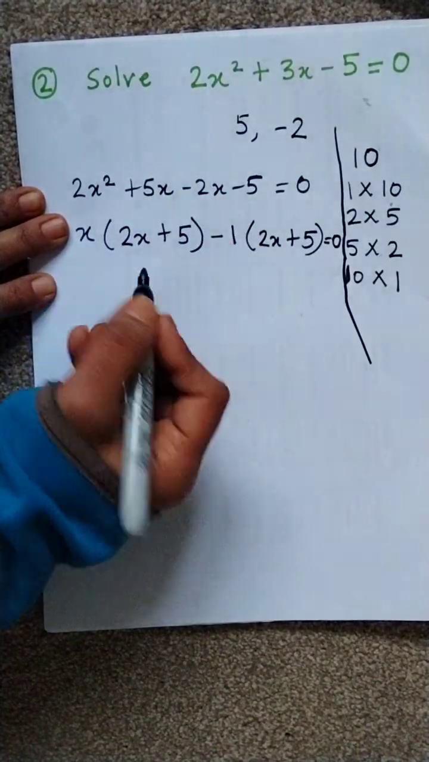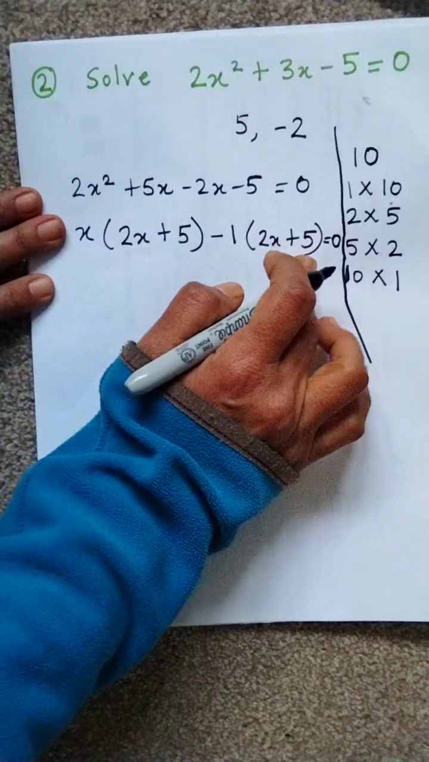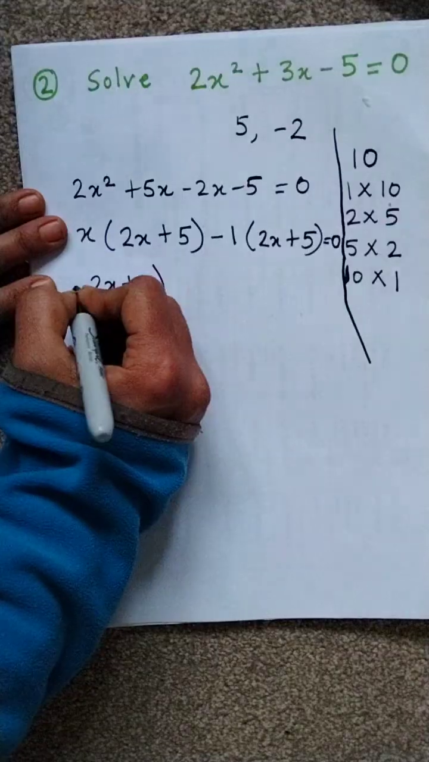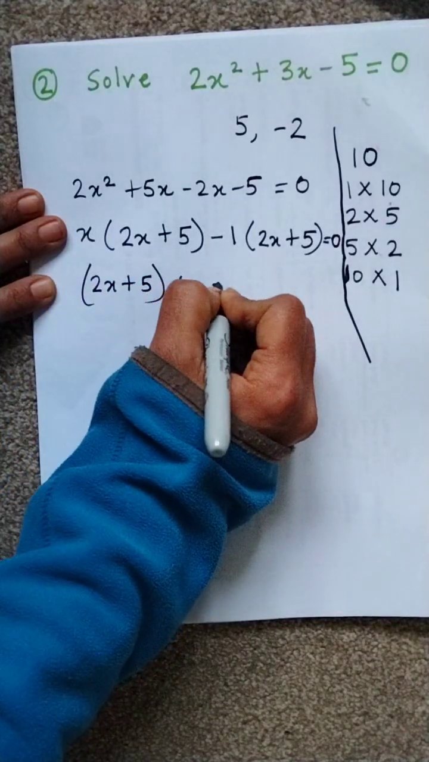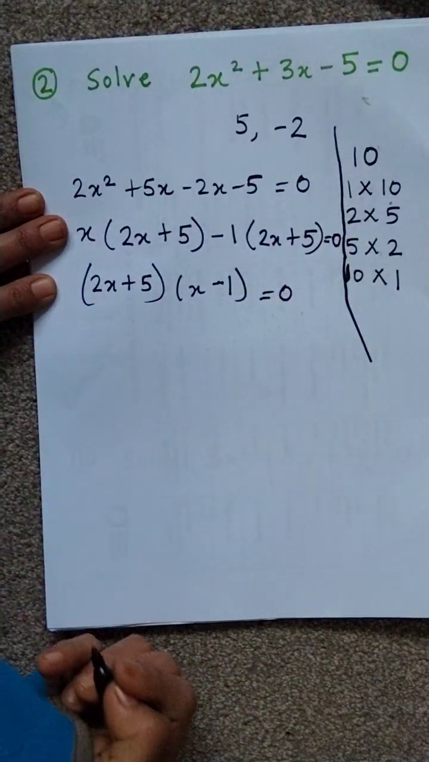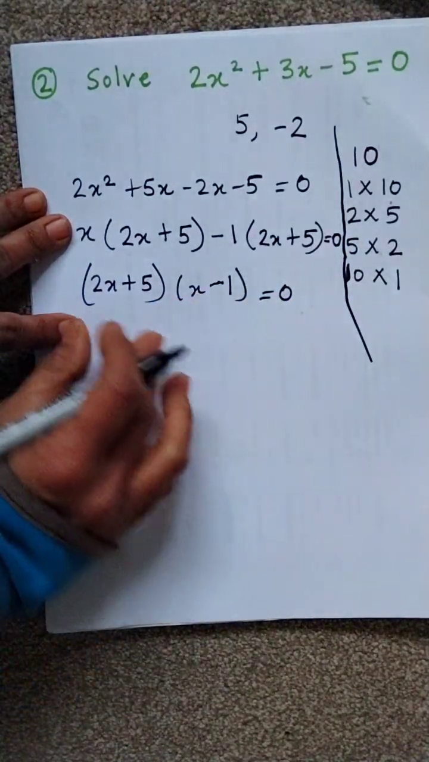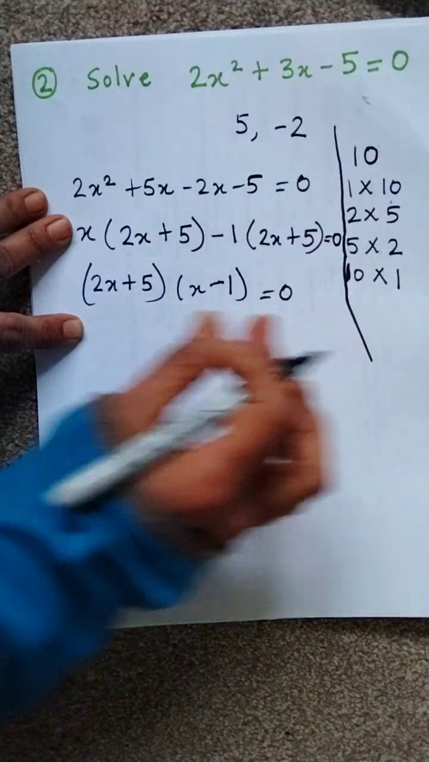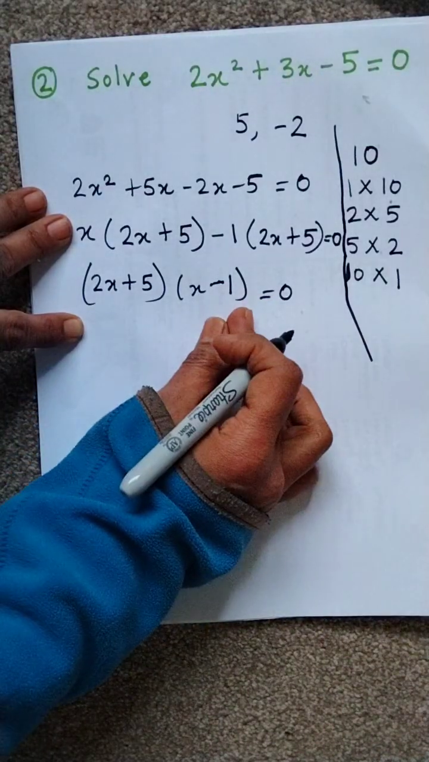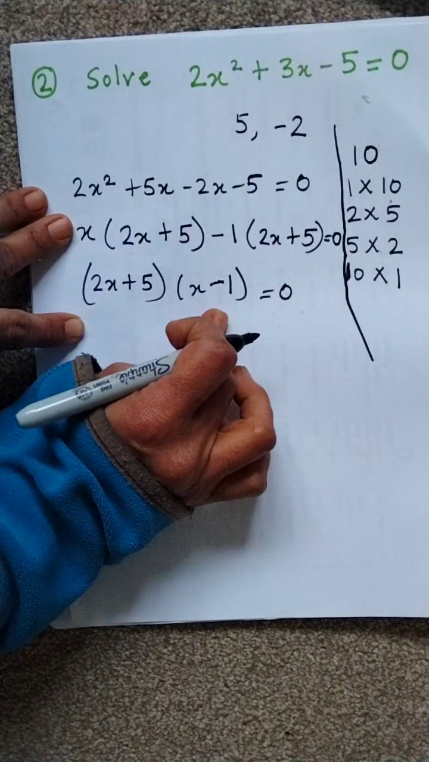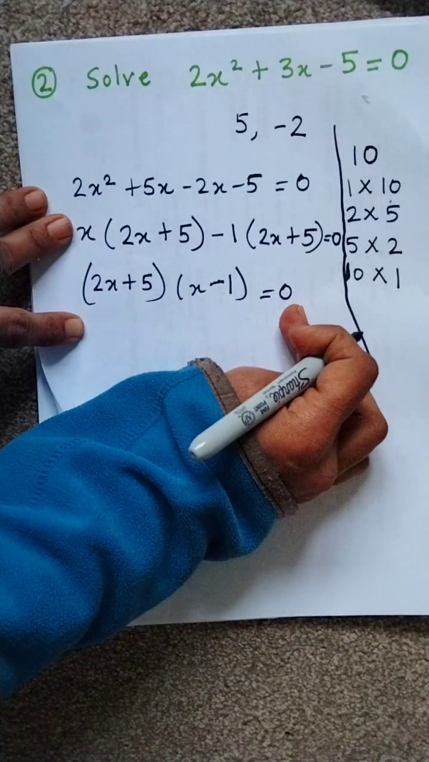Now, here 2x plus 5 is common. What remains? X minus 1 is equal to 0. Now, 2x plus 5 and x minus 1 is equal to 0. So either this should be 0 or this should be 0, because there are two terms, so that we get the product as 0.